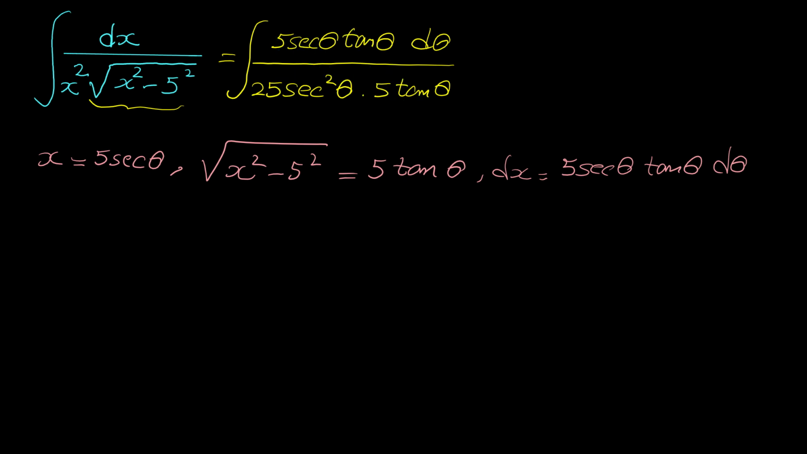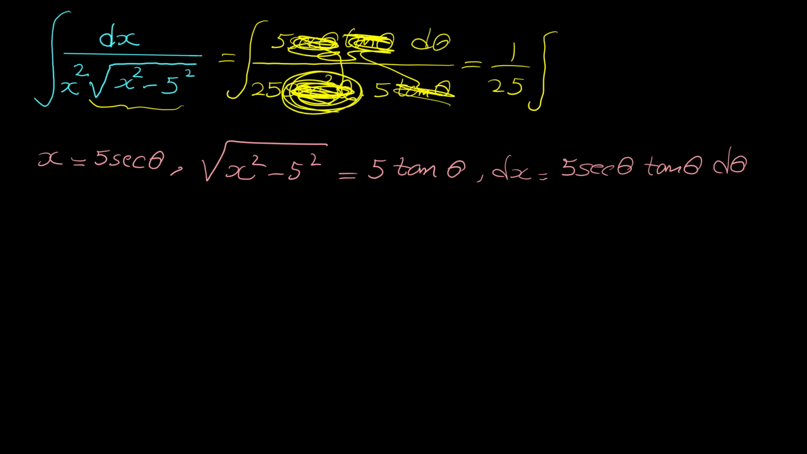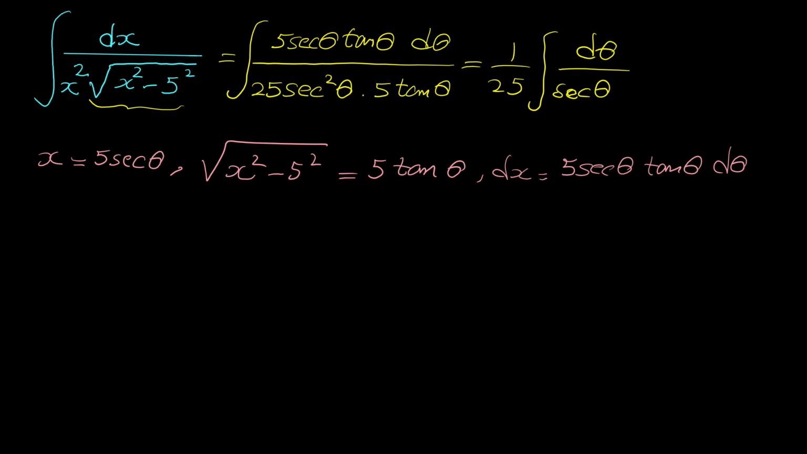What remains? We have a 25 in denominator. We can move it to the outside. So this equals 1 over 25 integral. Again, tangent with tangent cancels. 1 secant with secant to the 2 cancels. And 1 secant remains in the denominator. So basically we have d theta over secant of theta. But attention, 1 over secant is basically cosine theta. Because remember, what is secant? Secant is 1 over cosine.